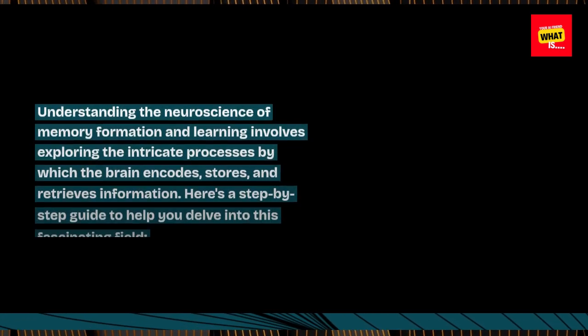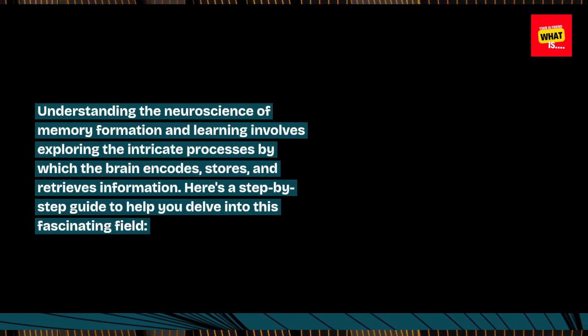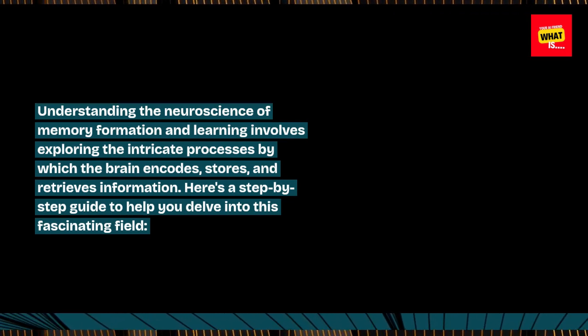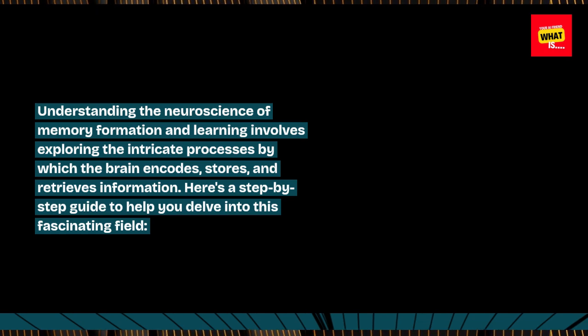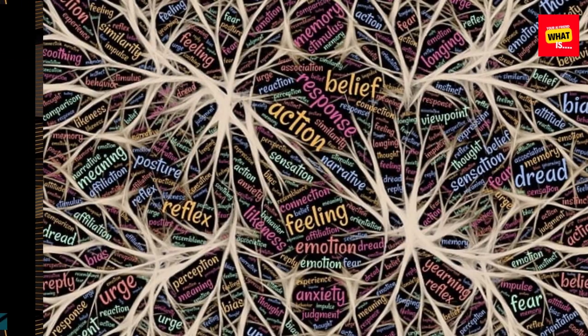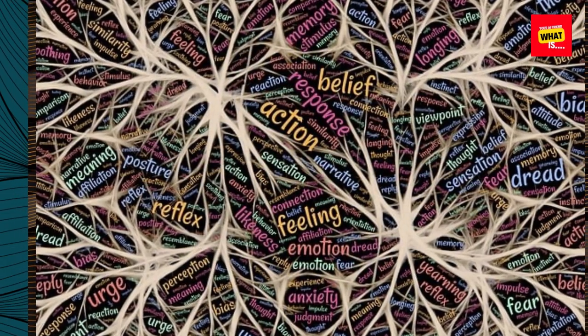Understanding the neuroscience of memory formation and learning involves exploring the intricate processes by which the brain encodes, stores, and retrieves information. Here's a step-by-step guide to help you delve into this fascinating field. Learn the basics of neuroscience.